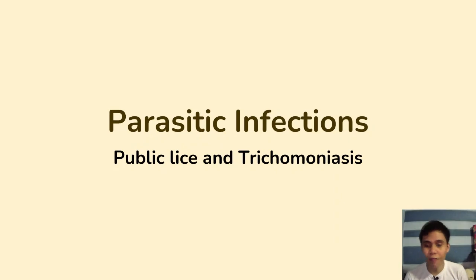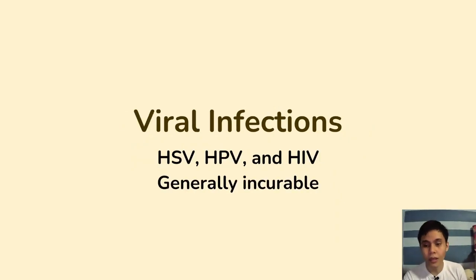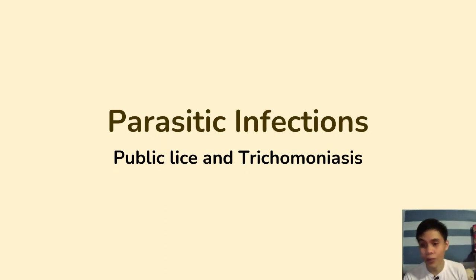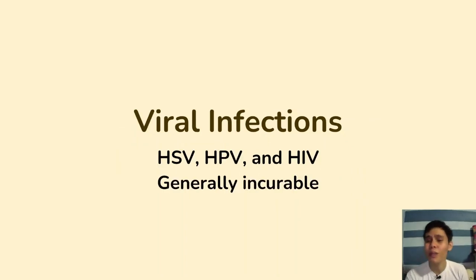On the other hand, we have parasitic infections, which are infections due to parasites. So we have pubic lice and trichomoniasis. So pubic lice, not public lice. Pubic lice is commonly known as crabs, so that's lice in your pubic hair. Trichomoniasis is a microscopic parasitic organism. I'll leave the details to you guys in your brainstorm discussion.